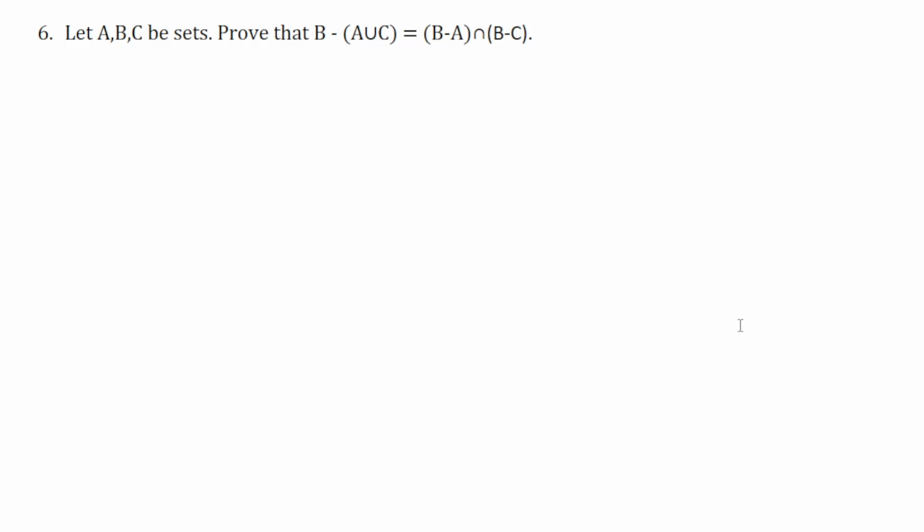So problem 6, we have let A, B, and C be sets. So we need to prove that the difference of B minus A union C equals the difference of B minus A intersection the difference of B minus C. So for this proof, we will do containment and reverse containment again. So start with containment.